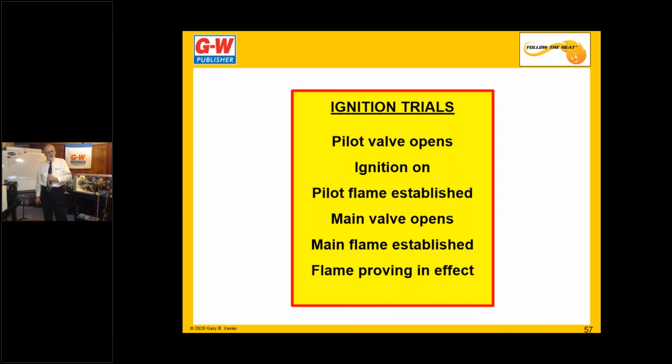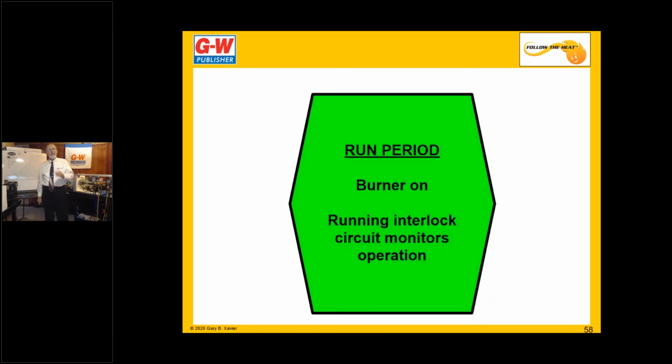In this example, this is for a larger boiler burner, such as I worked on most of my career. Pilot valve opens, the ignition's on, we light the flame. Once we've lit the pilot and can prove it, then the main valve opens, we light the main off the pilot, and we have to prove it. And once we've proven pilot and proven main, then we go into our run period. The burner's on, the running interlock circuit is monitoring the operation of the entire system.